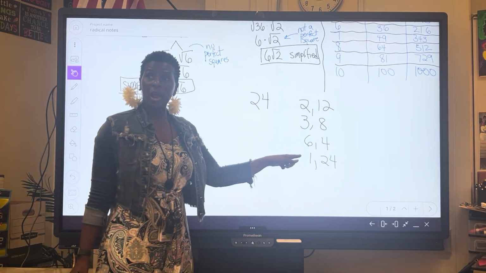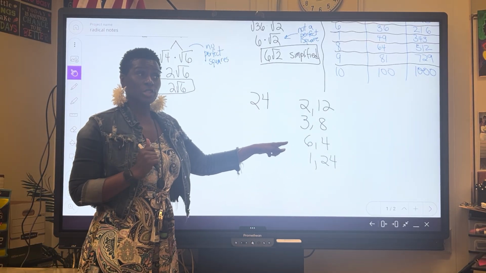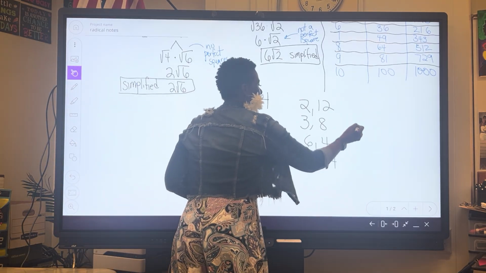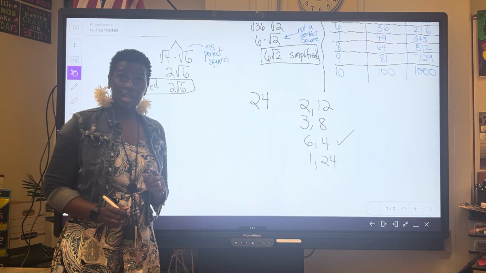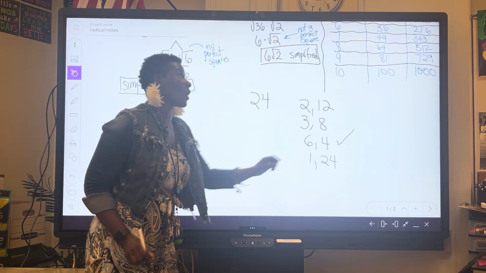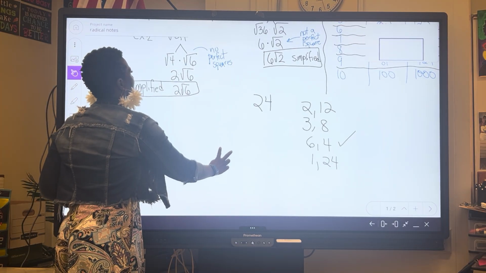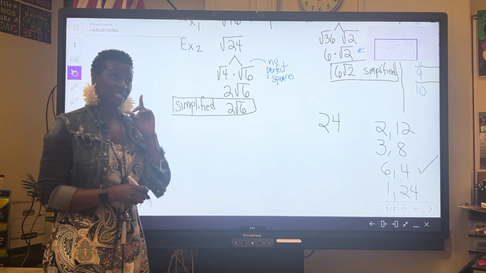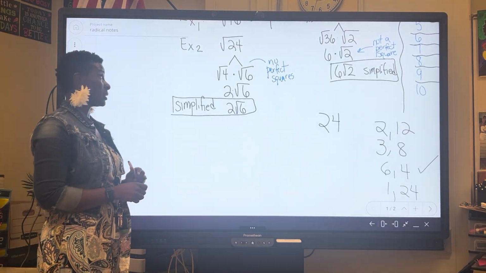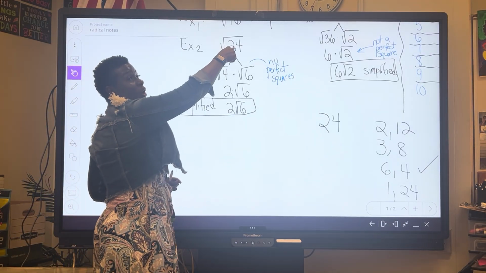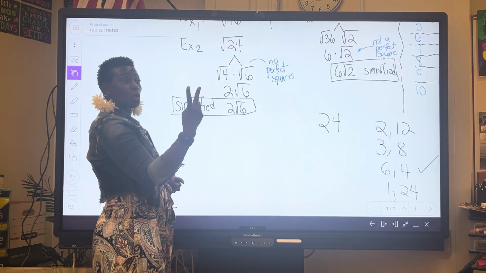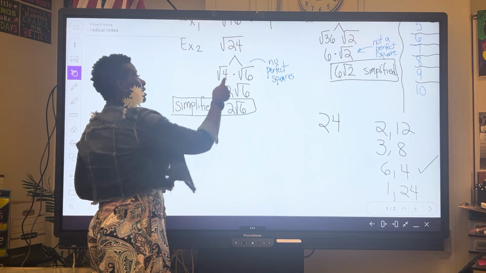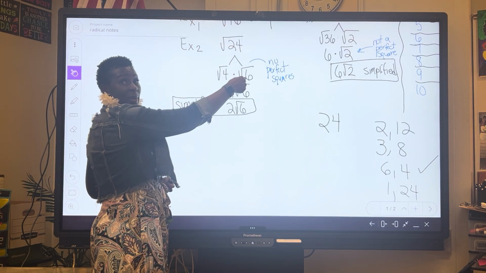Is 6 a perfect square? What's a perfect square? 4 is a perfect square, right? Are y'all following me? So because 4 is a perfect square, look what I do. I say, okay, I'm going to use that perfect square to simplify my radical. Pay attention. This is very important. Malia? Square root of 24. 2 numbers I multiply to get 24. 6 and 4. Y'all with me?